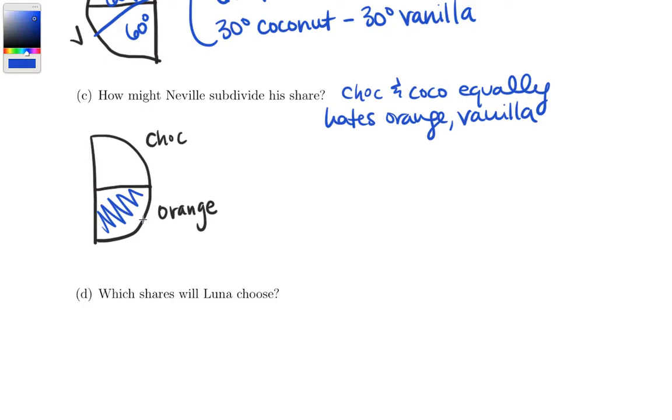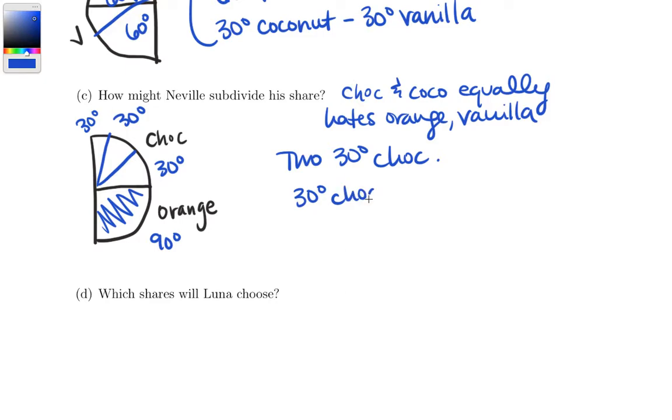He may as well not even have it. For him, the value is all in the chocolate, so he's going to take that chocolate part and divide it into 3 equal pieces. So that 90 degrees is getting divided up into 3 equal pieces of 30 degrees each. And this orange is just going to come along for the ride with that last piece. So he gets 2 30-degree chocolate pieces and then 1 30-degree chocolate, 90-degree orange.